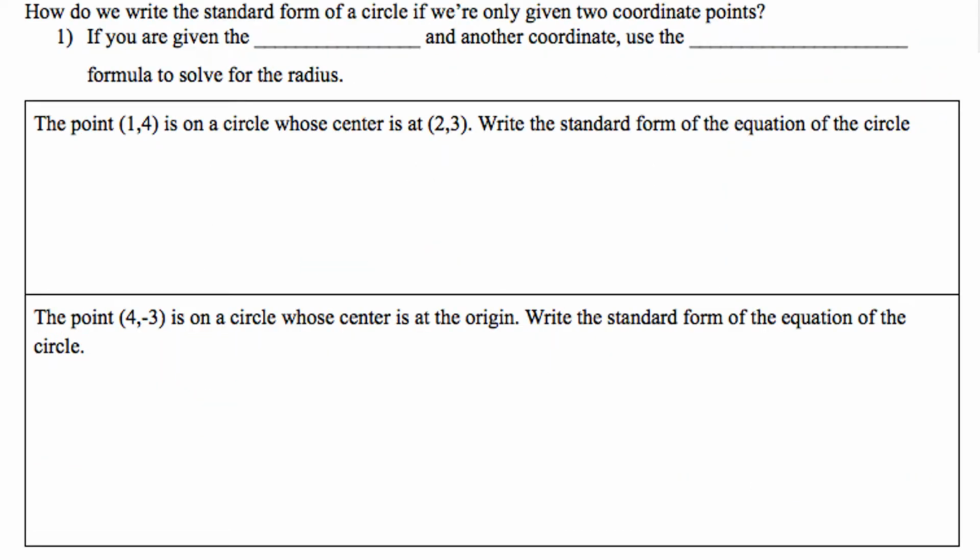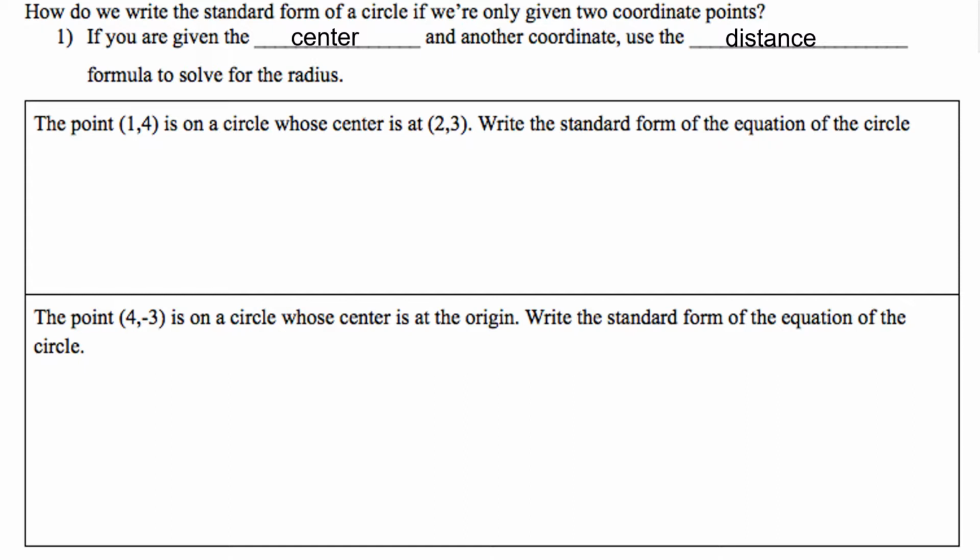So if you were given 2 points, you're able to write the equation of a circle. However, it depends on what 2 points you're given as to how you would approach writing that equation. So in situation 1, if you're given the center and another point, we already know our h and k, which means we just have to find our r, so we need to use the distance formula to solve for r.